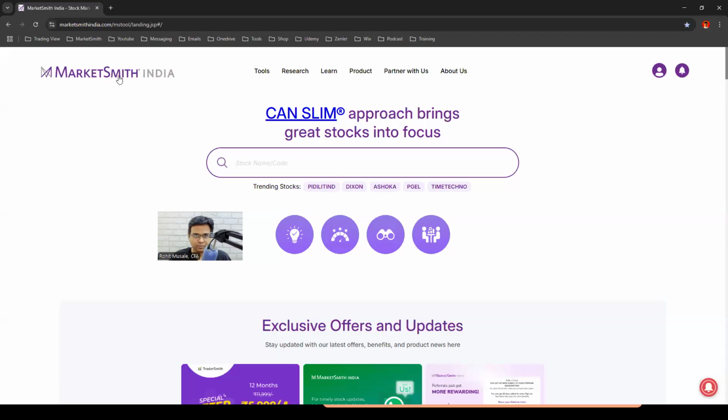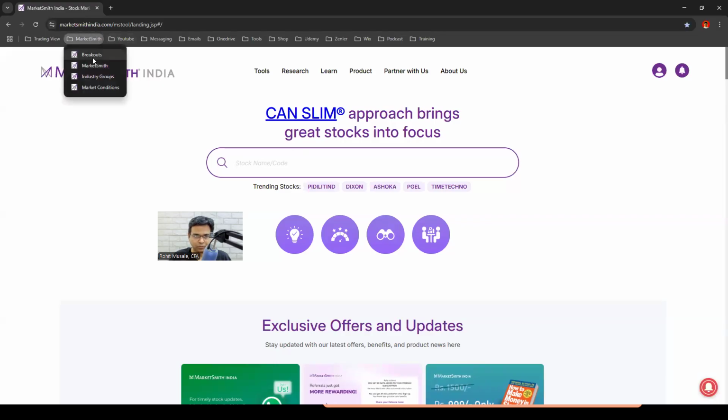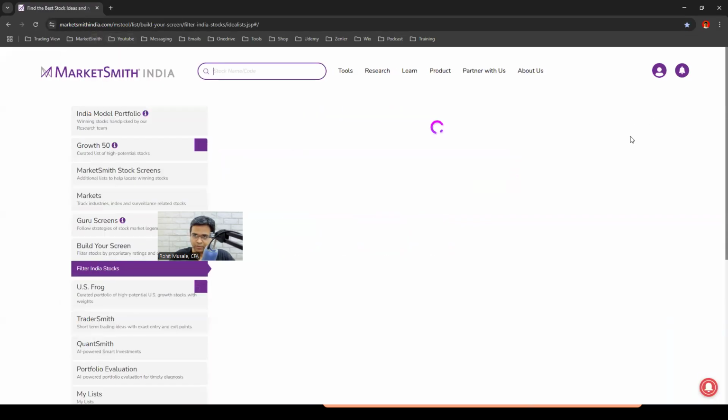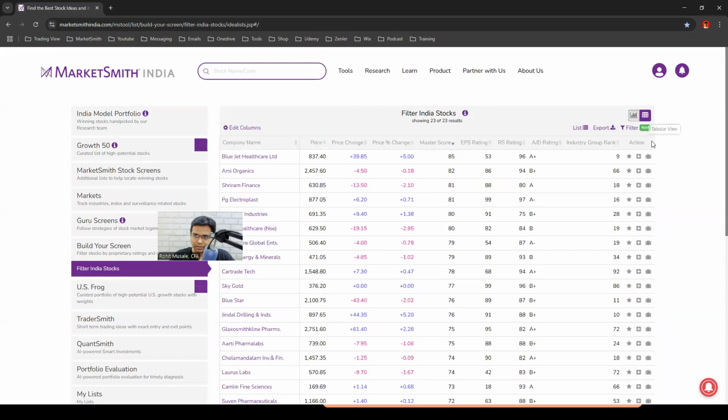So, this is the Market Smith homepage. You go to the breakouts, you already have your filters set. Some people were asking me, Rohit, can you explain the filters? I will do it maybe tomorrow or day after tomorrow, make a separate video on that. But if you have a look at this, there are 23 stocks coming in my filter. You know, 3 months ago or 4 months ago, there were more than 100 stocks showing up in this same filter.